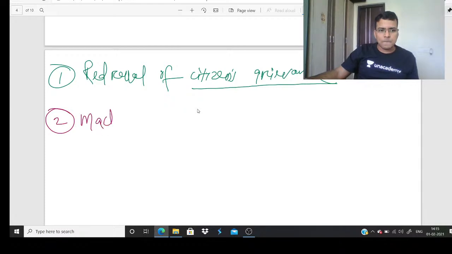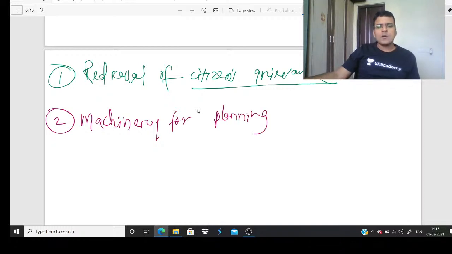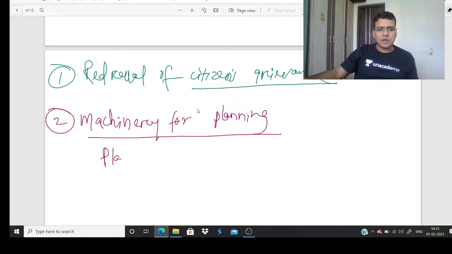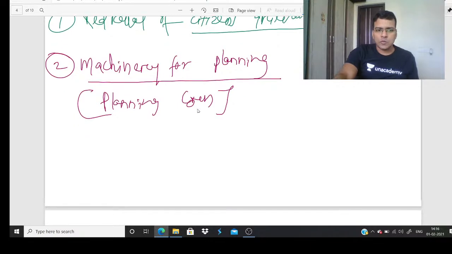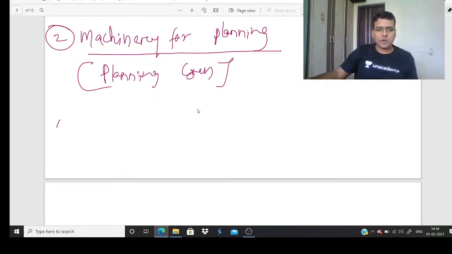Second, machinery for planning. The first ARC did not directly hint at decentralized planning, but recommended improvement in the structure and function of planning. At that time, the Planning Commission in India did all the planning, and how to improve the efficiency of the Planning Commission was mentioned in this report of the first ARC.